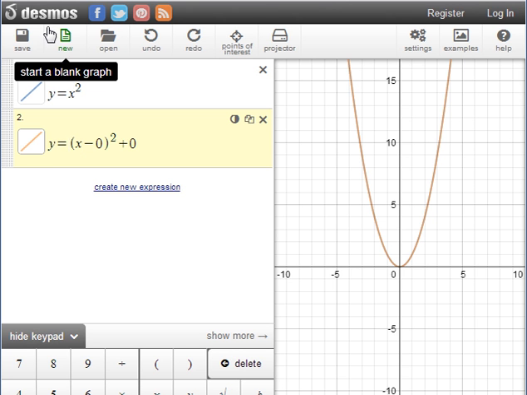By the way, I want to point out I'm using Desmos, which is an online graphing calculator, and it's absolutely fabulous for this purpose. So I strongly recommend that you try using Desmos yourself.